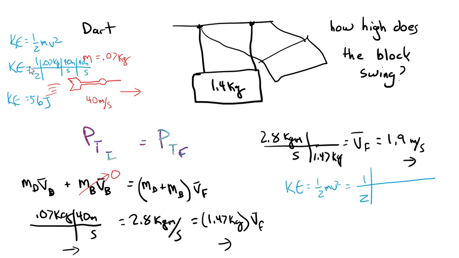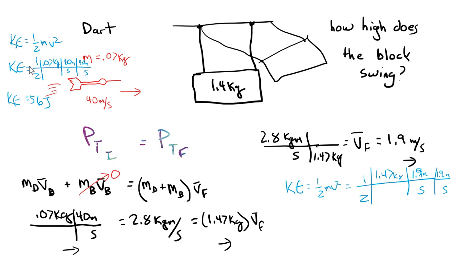One half. It's a bigger mass. Mass went up. But the speed went way down, 1.9 meters per second. So we're going to lose kinetic energy, right?